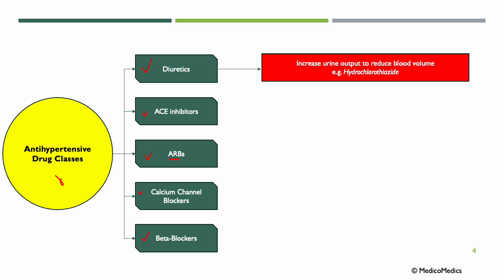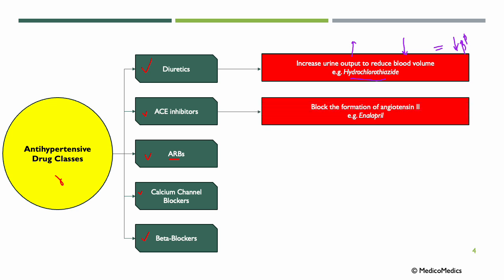Now let's go on with diuretics. Now diuretics, like hydrochlorothiazide, they work by increasing urine output. And if you increase urine output, you're going to have a reduction of blood volume. And if you have that, that will lead to decreased blood pressure.